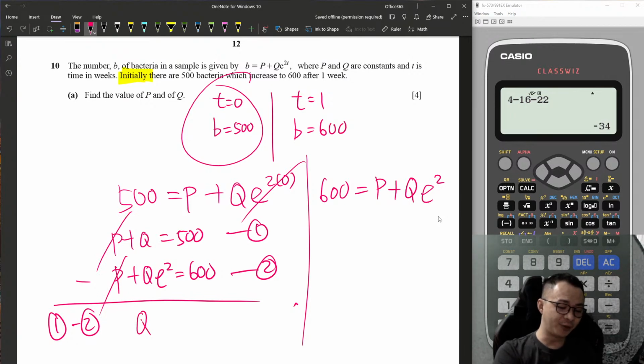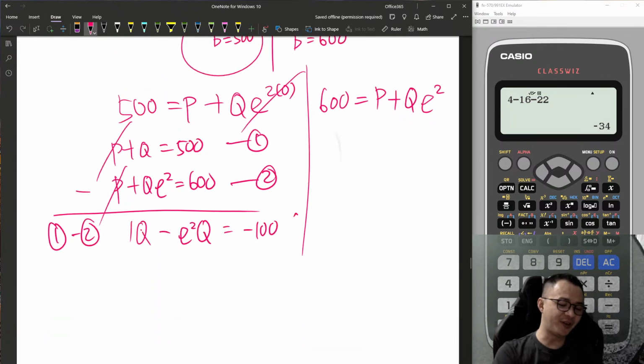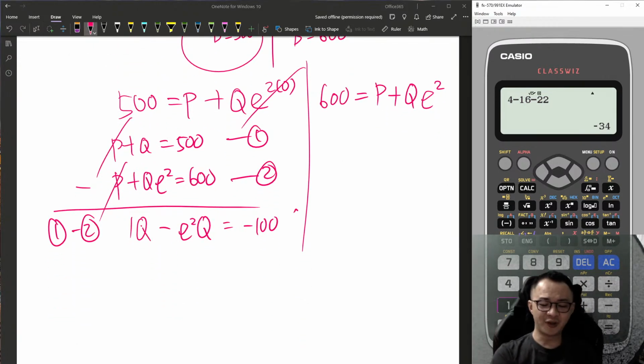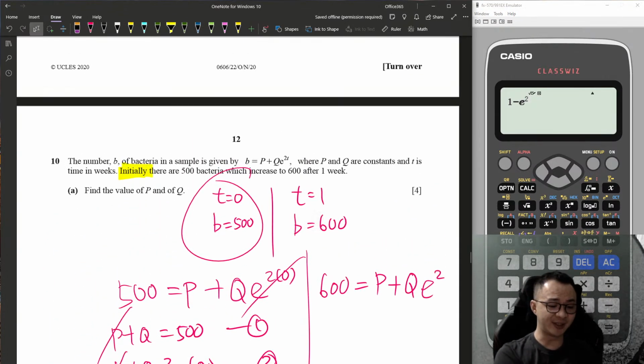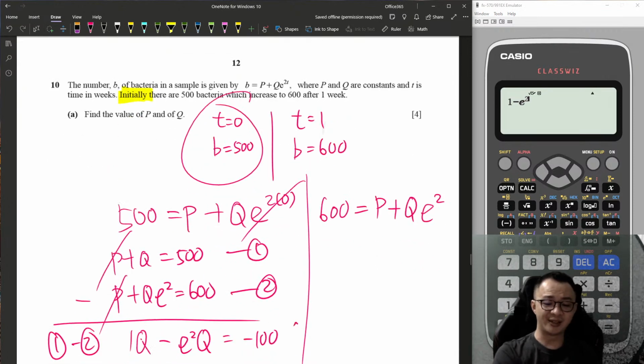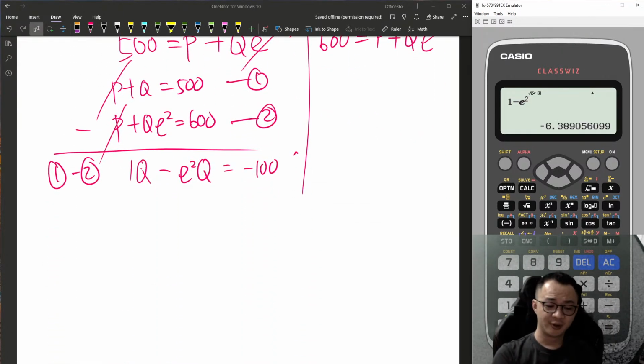This is 1Q minus e squared Q, right? Okay, then 500 minus 600 is negative 100. So if I want to find the Q, of course I can use 1 minus e squared, no problem. Because does the question ask about exact form in this case? No, right? They just ask us to find a value. No need exact, then I can leave in decimal, no problem. But write more decimals.